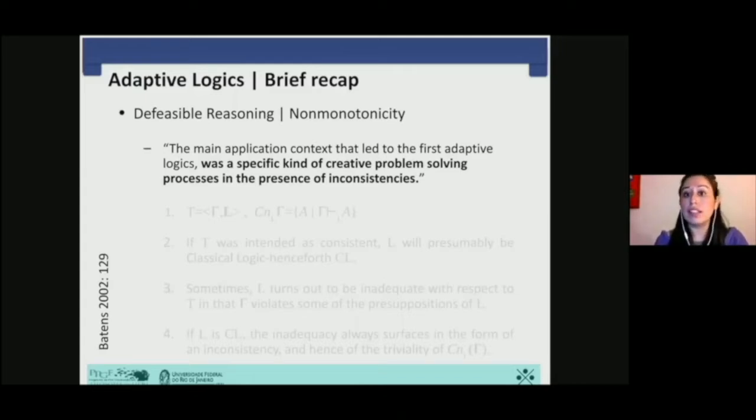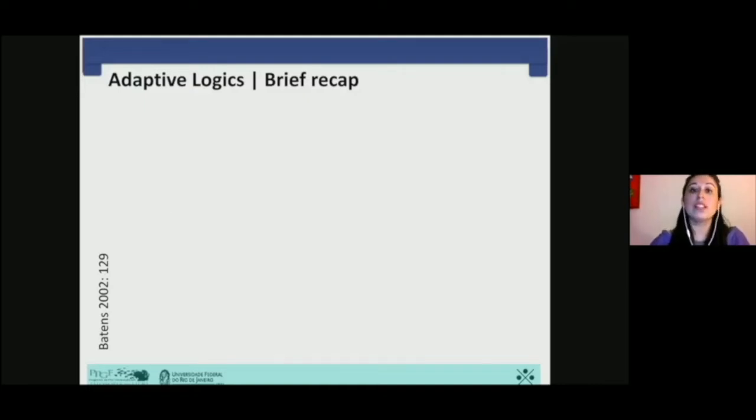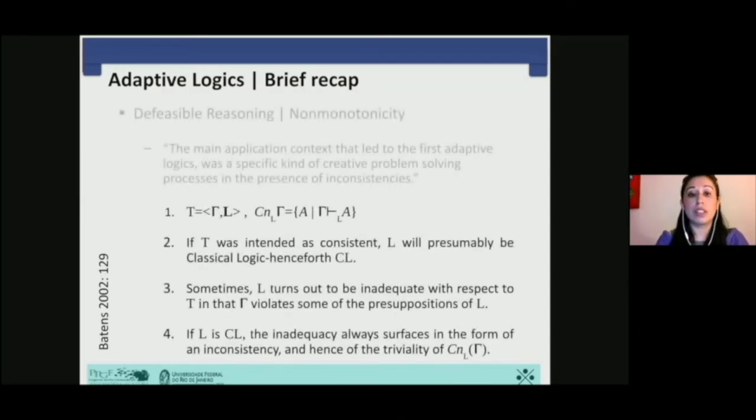So the main application context that led to the first adaptive logics was a specific kind of creative problem-solving processes in the presence of inconsistencies. And so the context that Batens had in mind when providing us with the first adaptive logics was the following. We have a theory T that is composed by a set of non-logical axioms, gamma, and a logic L. The logical closure of gamma is going to be determined by the logic L that we choose. And so if T was intended to be consistent, L will presumably be something like classical logic. Sometimes, however, when gamma is a scientific set of information, L would turn out to be inadequate with respect to T, because gamma would violate some of the presuppositions of L, especially if we choose classical logic.